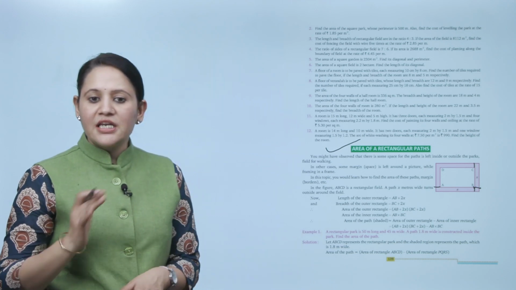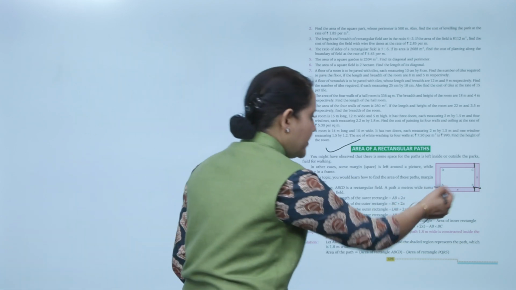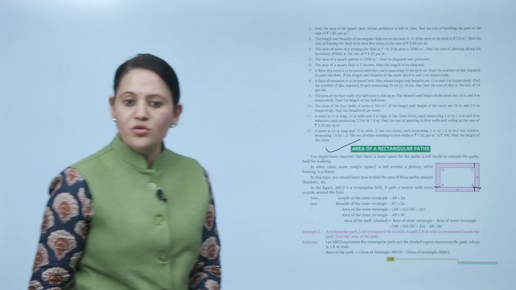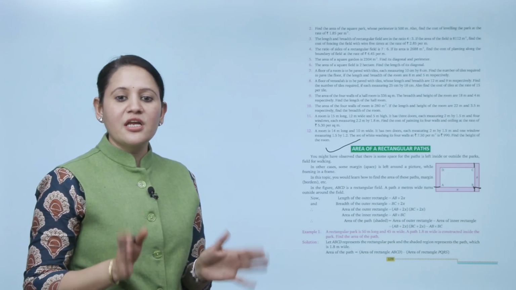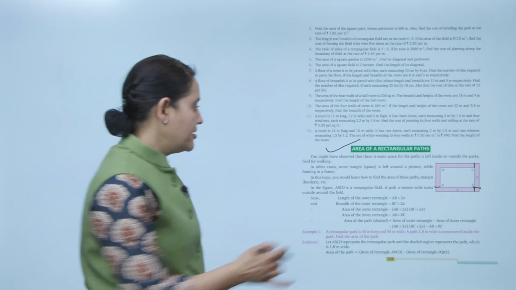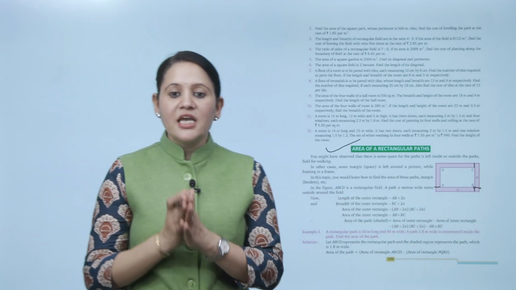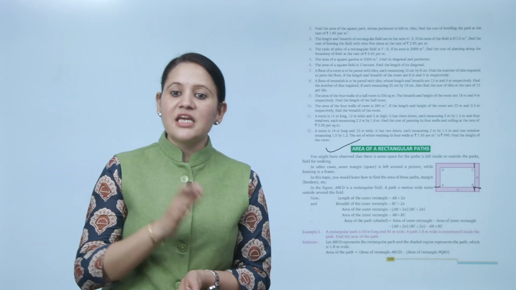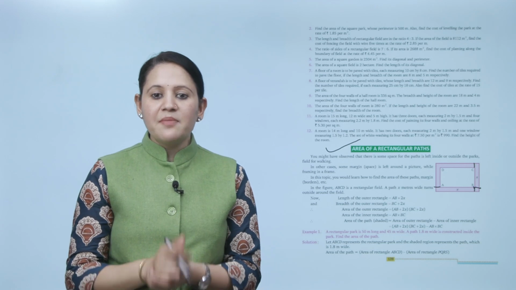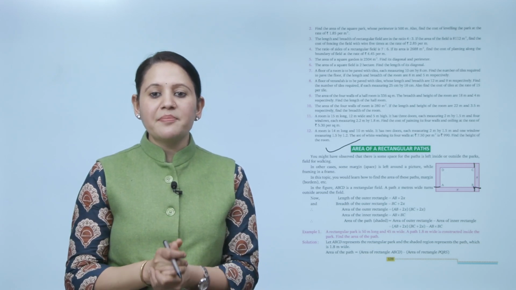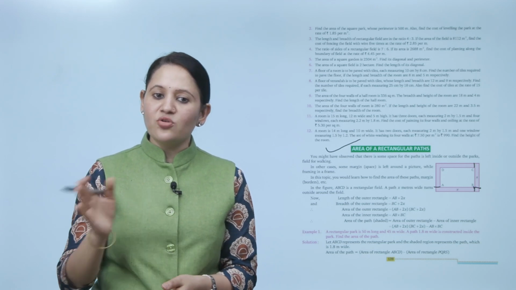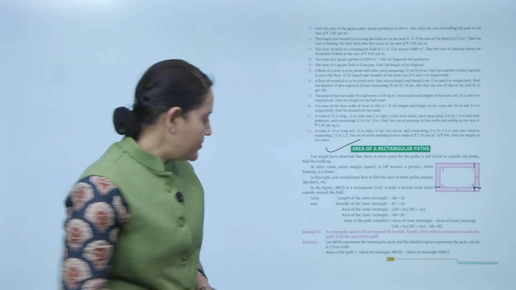So area of inner rectangle will be AB into BC, length into breadth. Clear? So area of the path, the shaded part, will be area of outer rectangle minus area of inner rectangle: AB plus 2x multiplied by BC plus 2x minus AB into BC. Now we'll take an example.